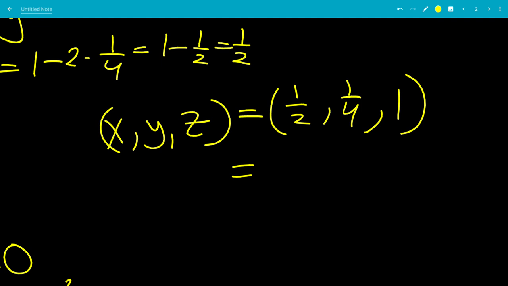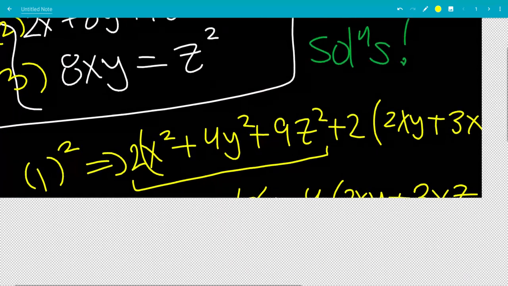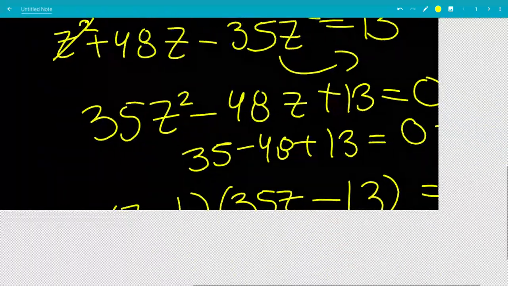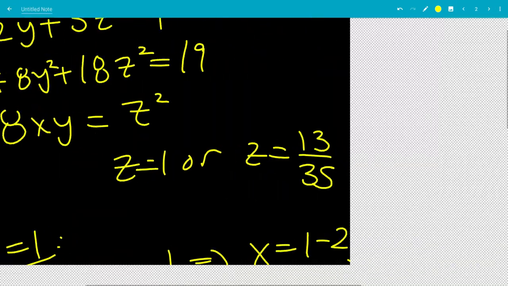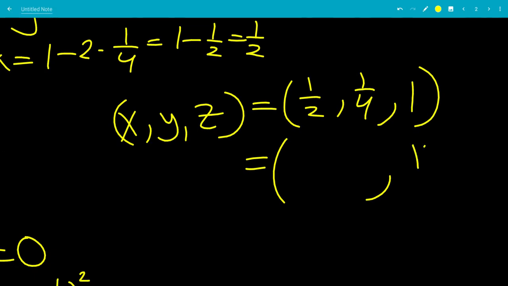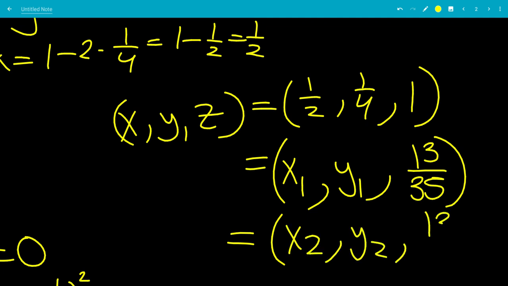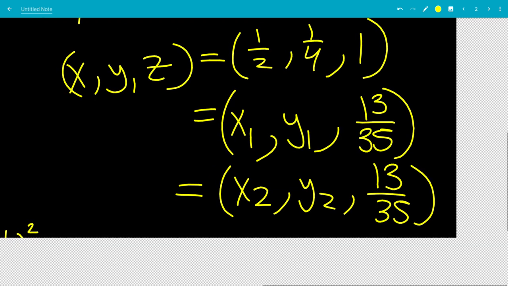And then you have the other z solution. So z will be 13 over 35, and the homework question is to find these new x and y values for z equals 13 over 35. So this will be x2, y2, and then 13 over 35, and there's 2 of them, so that's the hint.